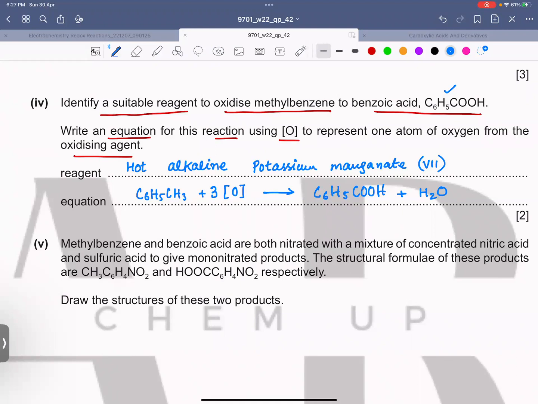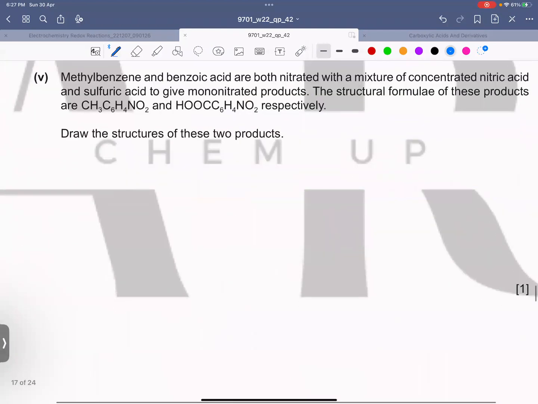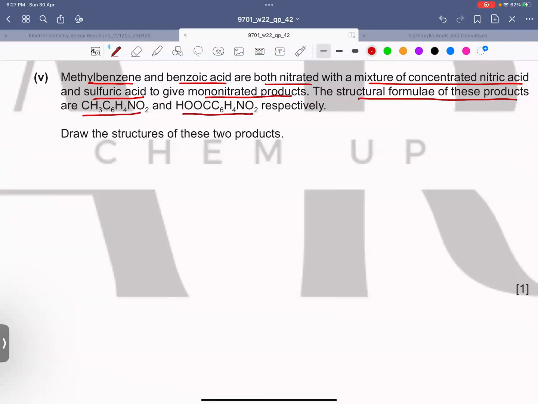Now, methyl benzene and benzoic acid are both nitrated with a mixture of concentrated nitric acid and sulfuric acid to give a mononitrated product. The structural formula of these two products are this and this respectively. Draw the structure of these two products.